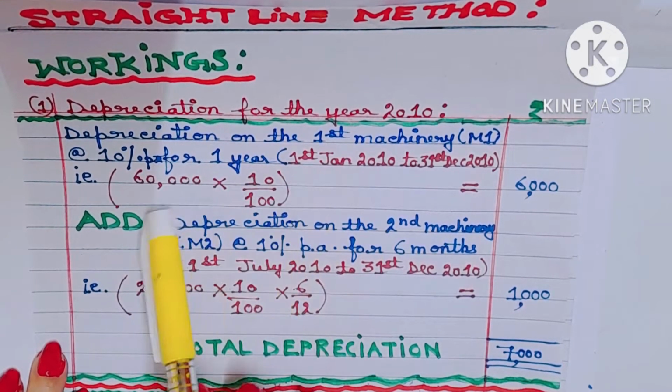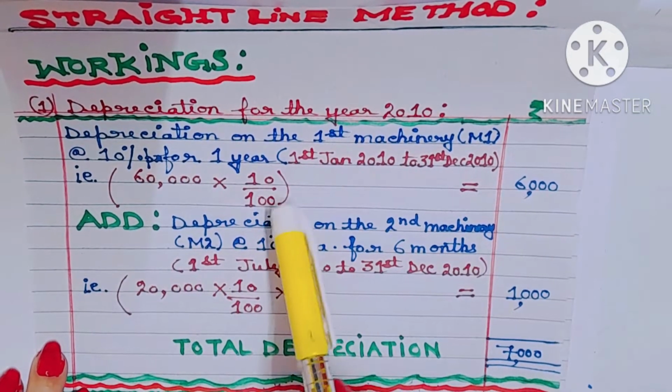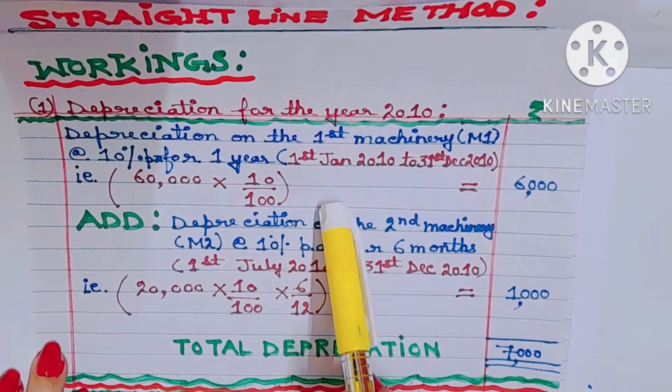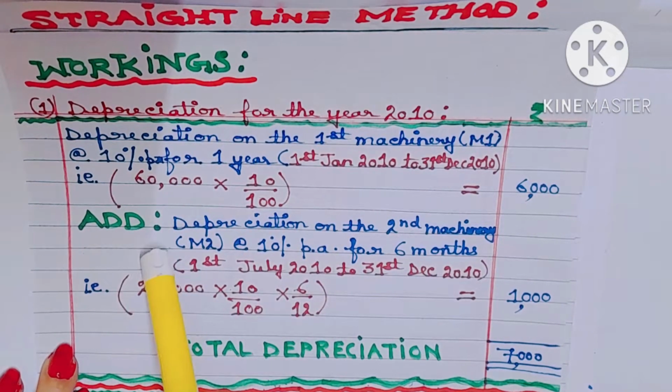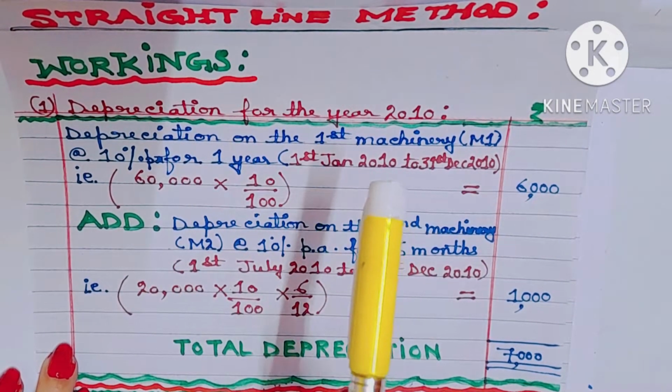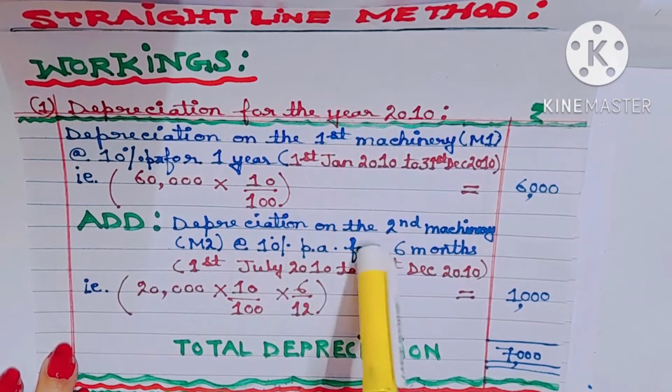So what is the original cost of the machinery? 60,000. So 60,000 into 10 by 100 for 1 year will be 6,000. Add, there is another machinery in the same year. So we got to add depreciation on the second machinery.